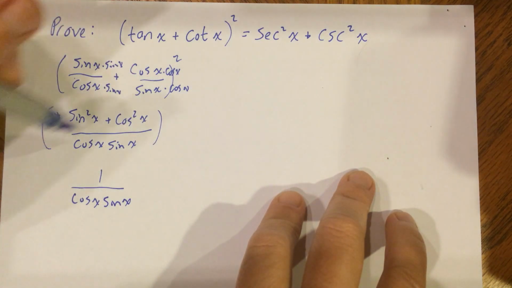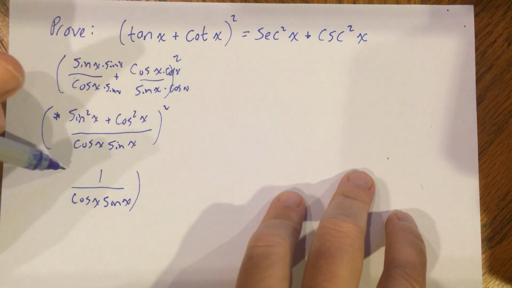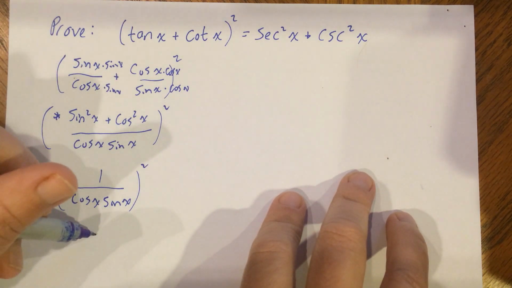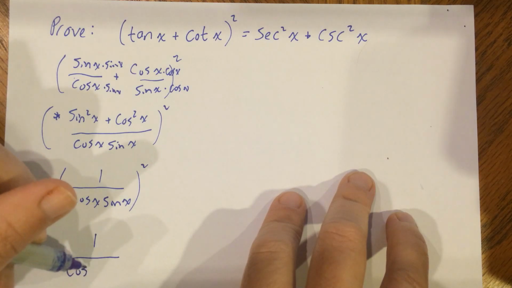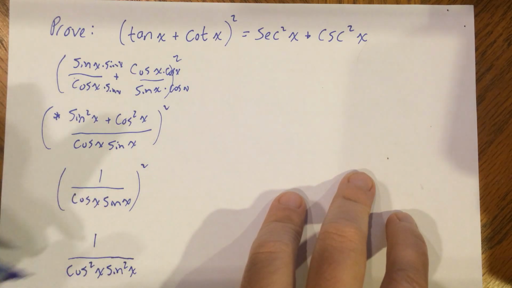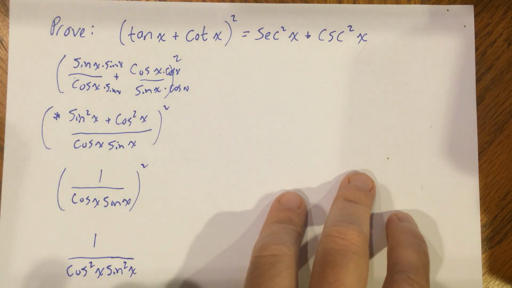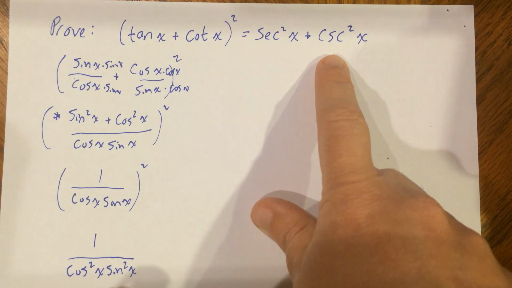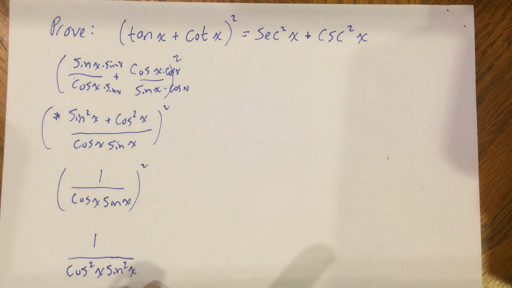So again, this whole thing was squared. So it's still being squared. So I get 1 over cos squared x sine squared x. Well, crap. That did not come out to look like this, right? I'm not really sure how to break this into two different things then.